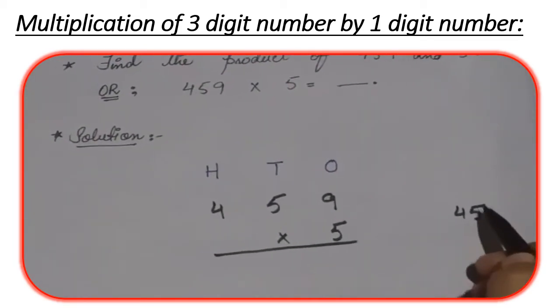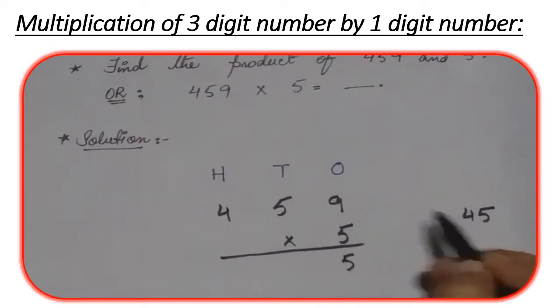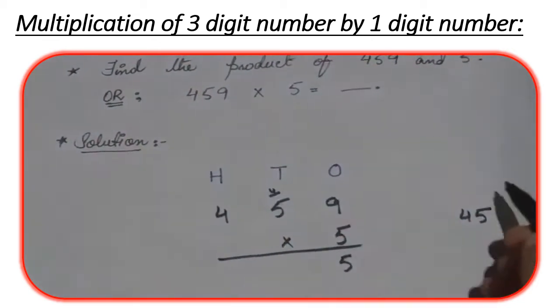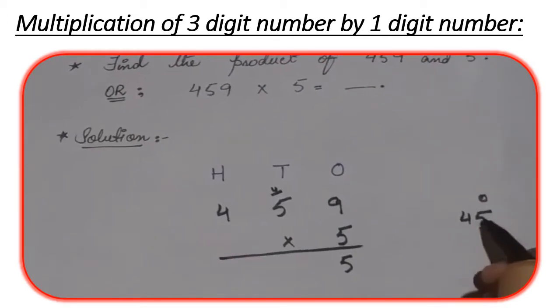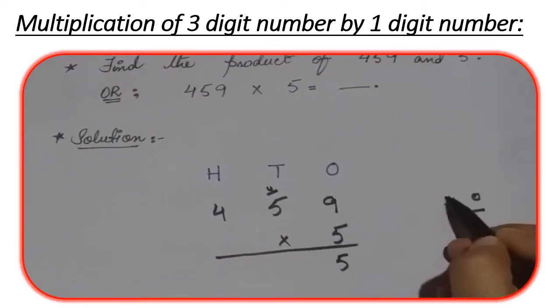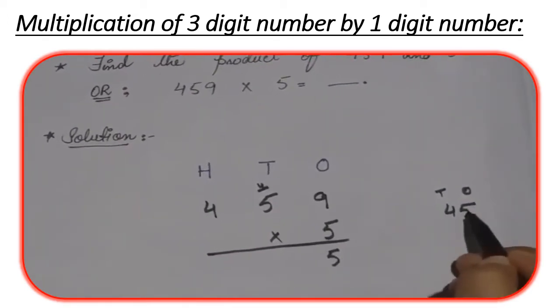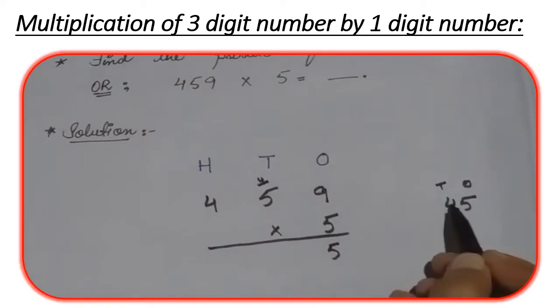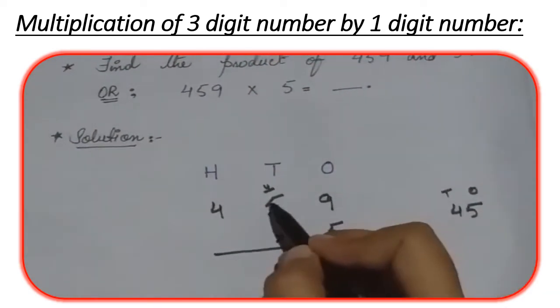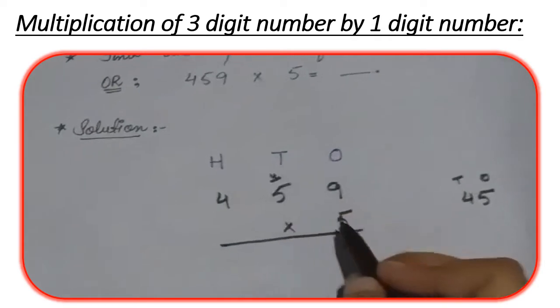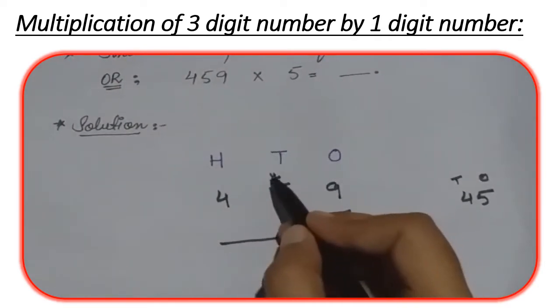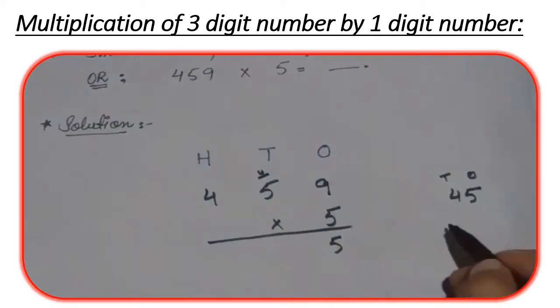From the 45 we will write 5 here and 4 will be the carry, because 5 is in the ones place and 4 is in the tens place. So we will write 5 in the ones column and 4 will be the carry in the tens column. Now 5 5s are 25 and 25 plus 4.